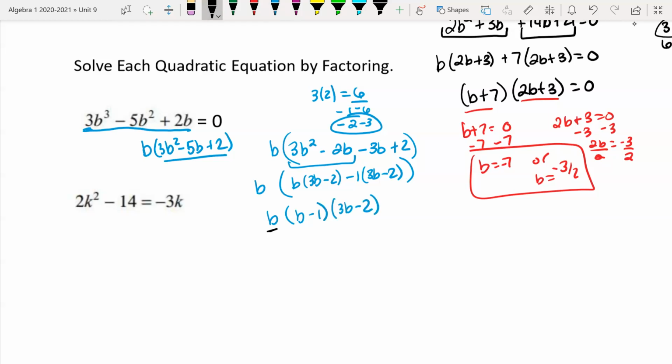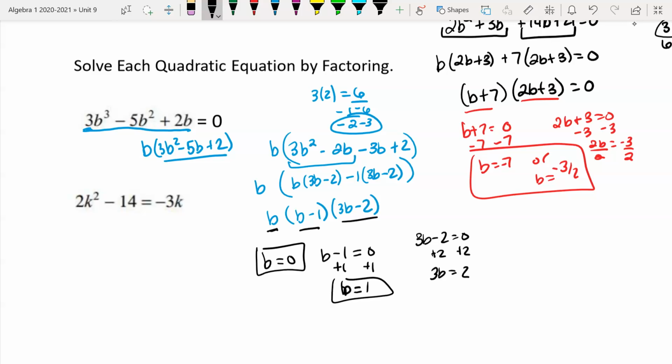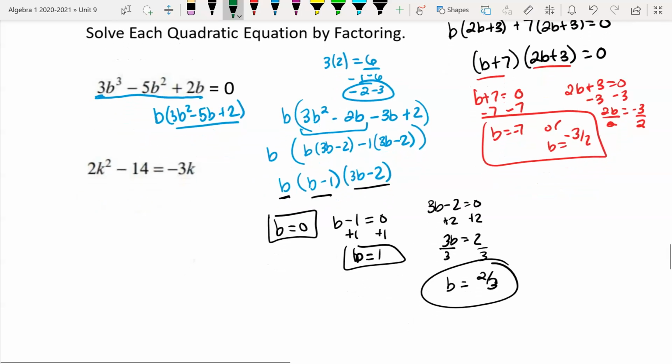Now notice on this one there's a b on the outside, so I would set it equal to 0, but you really don't have to solve anything. So I would get 0, 1, or 2/3. And again, that's because I factored out a GCF of b, right? If it was just a number, you wouldn't have to set it equal to 0 because it technically wouldn't be a true statement. But because it's a b, you just set it equal to 0 and you don't have to solve anything. You know it's got to be 0. So that one I would have 3 answers.